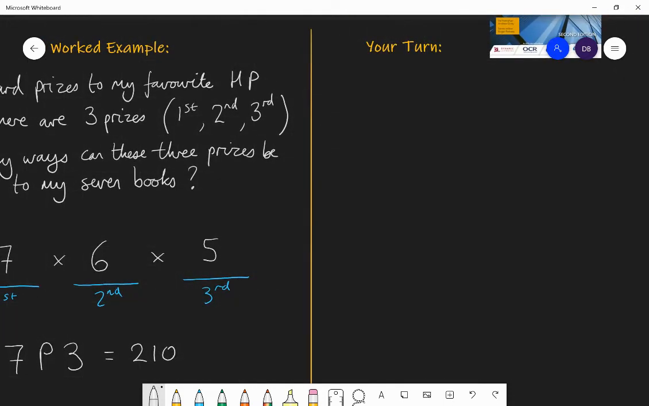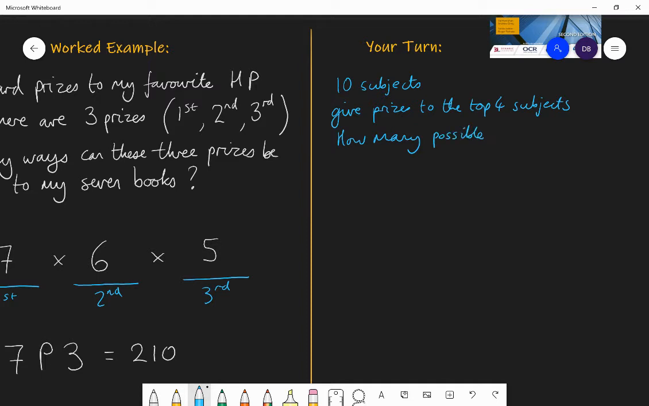Okay, so I want you to have a go now. Let's say you are taking 10 GCSEs, okay? So 10 different subjects, and you want to write down your top 4 subjects in order. So you want to give prizes to the top 4 subjects. How many different possible ways are there of assigning a top 4 when you have 10 subjects to choose from? That's the question. How many possibilities? So pause the video and then have a go at answering that.